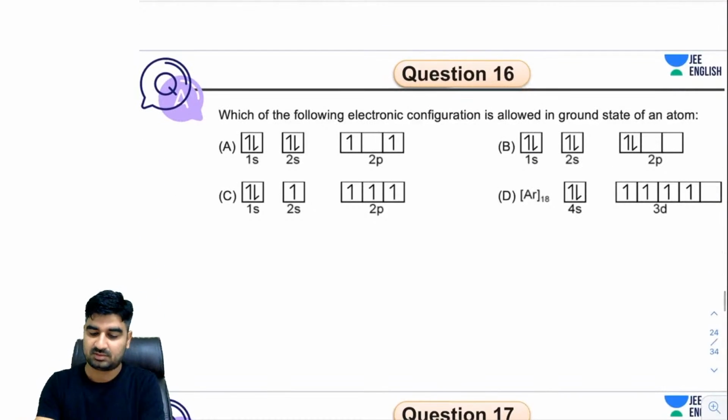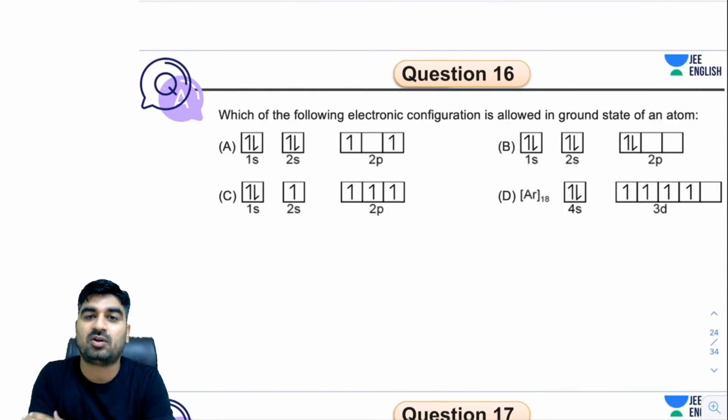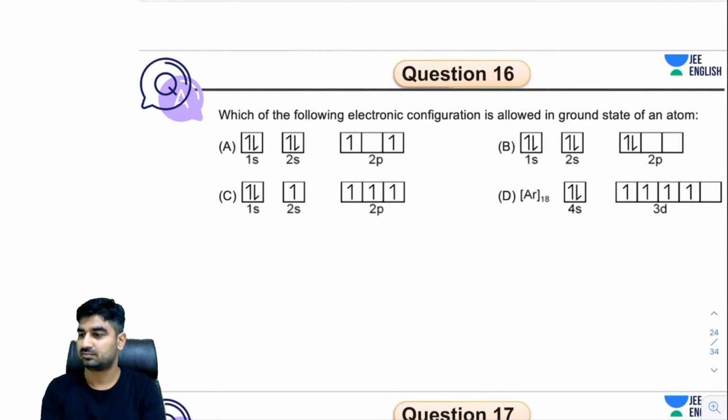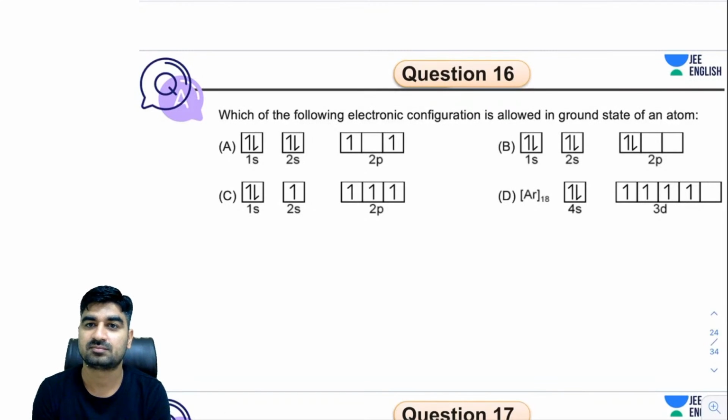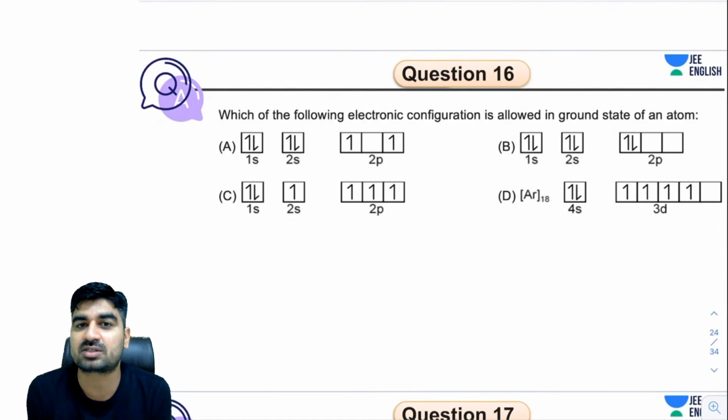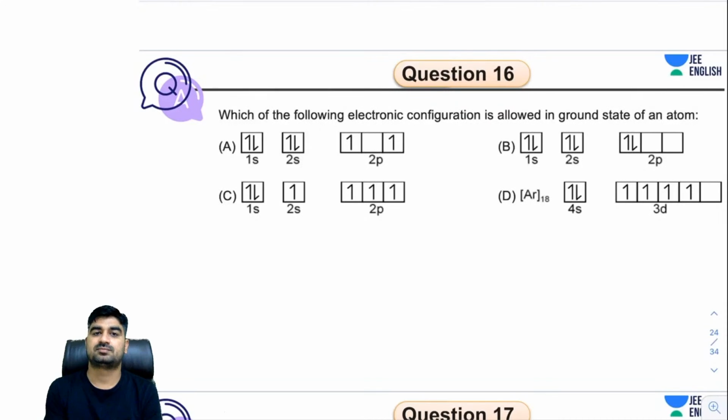Solve it. Which of the following configurations is allowed in the ground state of an atom? So which is the ground state configuration which can be? I'm giving you 1 minute. It will take 1 minute.